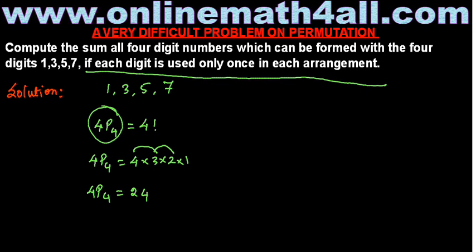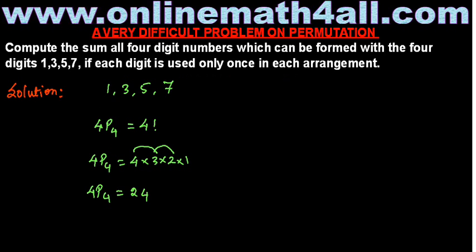So actually we don't have to worry about the condition, because whenever we apply the concept of permutation to find the number of 4-digit numbers which can be formed with the digits 1, 3, 5, 7, each digit will appear only once in each arrangement. For that we don't have to take any special action in our working. Automatically it will take the condition given in the question. So in the 24 4-digit numbers, each of the given digits will appear only once. Okay, now I know how many 4-digit numbers can be formed using the digits 1, 3, 5, 7.